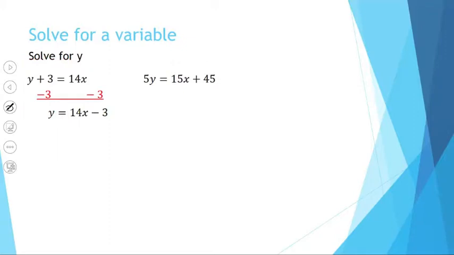So on this example, same kind of idea. We're trying to get the y by itself, so that means I got to divide by 5 and get rid of the 5. Now when I divide, it's a little different because I have to divide everything. So the y is going to be by itself. 15 divided by 5 would be 3x. 45 divided by 5 would be 9. So just keep in mind when you divide, you have to divide everything. When you subtract or add, you only combine like terms. But when it comes to dividing, it doesn't matter what the term is, you always divide it.